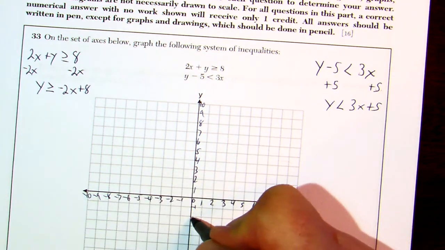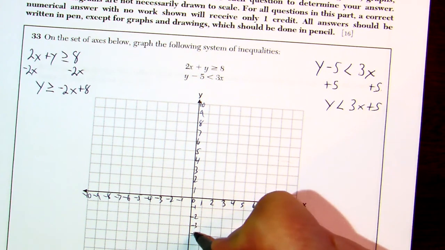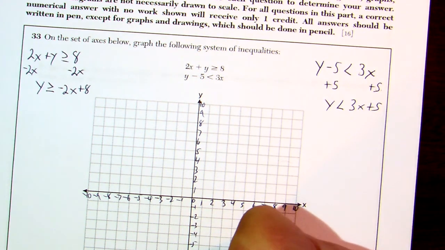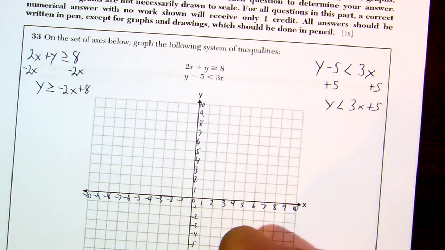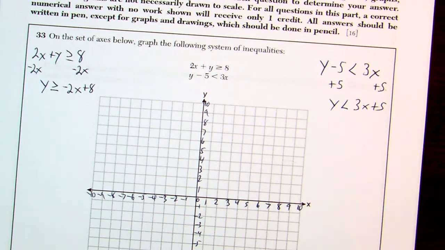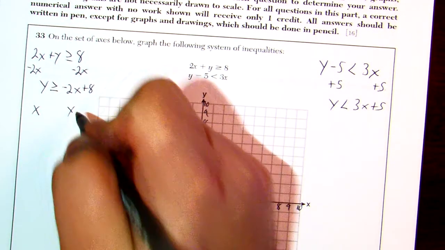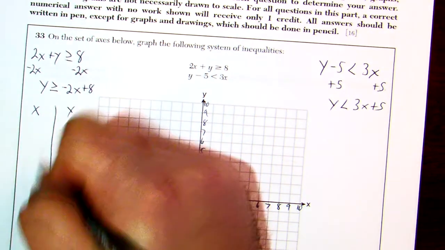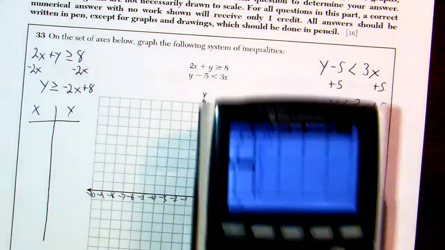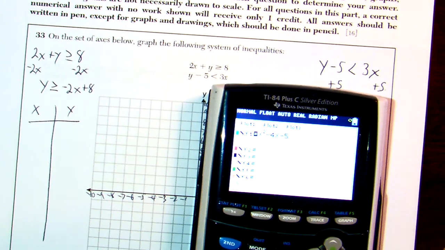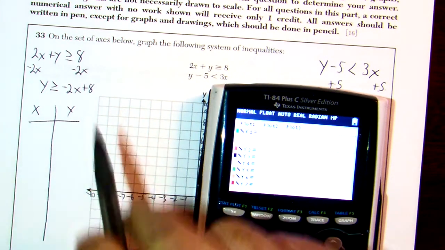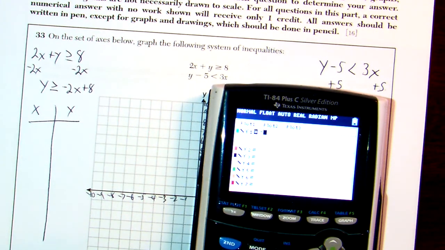I'm going down with the negatives. Okay, so we're going to start getting our XY charts. So let's start with the first one. Go ahead and plug it in. We got negative 2x plus 8. And we have a greater than or equal to sign.